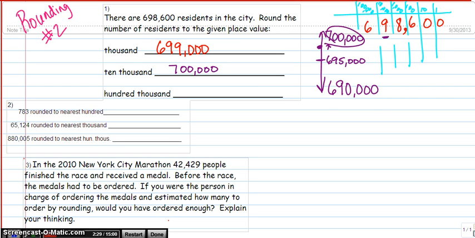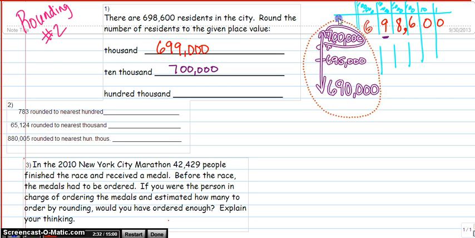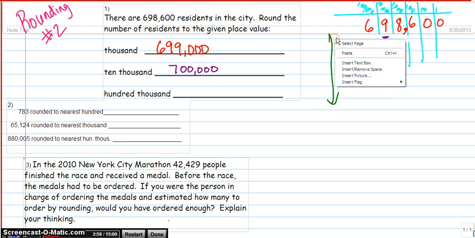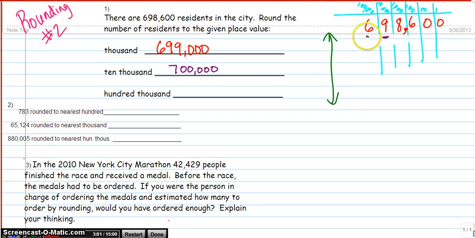I need to repeat this process. I'm going to put my 6 back in. And I need to repeat this process to round to the nearest 100,000 place. So let's choose another new color. Going to the 100,000 place, I see, how many 100,000s do I already have? 6. So I write 600,000.